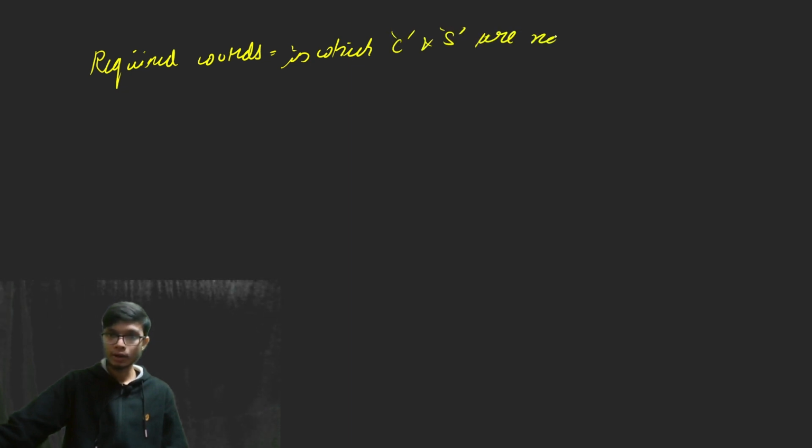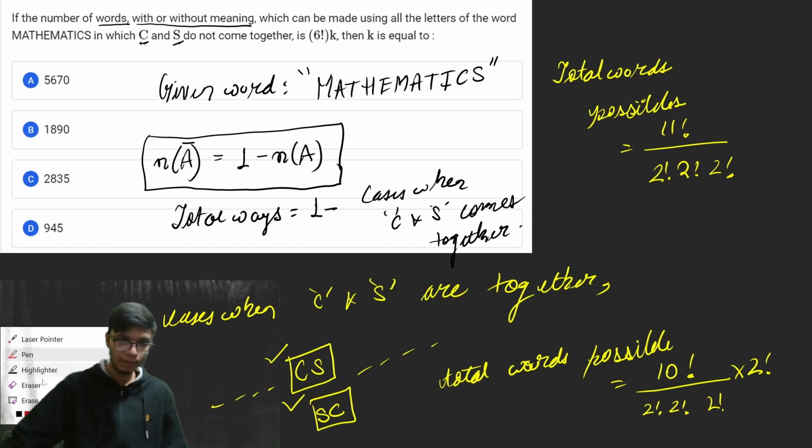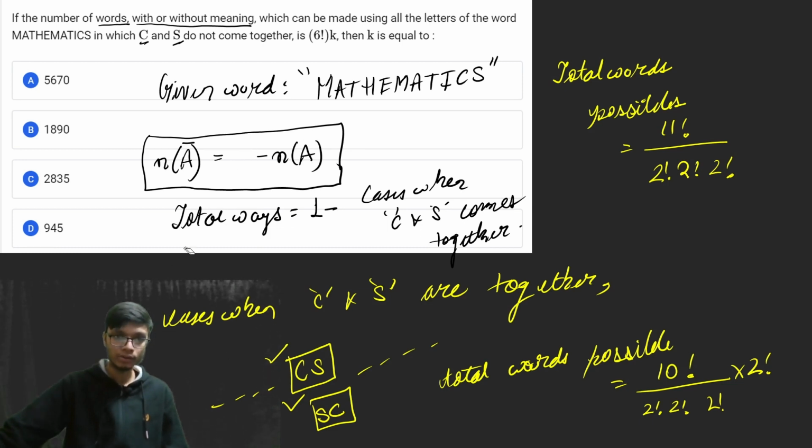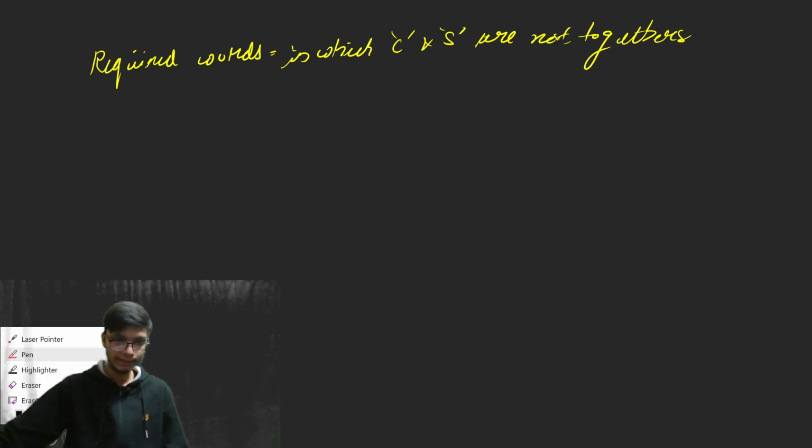Now the required solution, or the required words in which C and S are not together, we need to subtract from the total cases. So this is basically 1 minus, so I wrote it as 1 because 1 is a universal, so let me write this better. It is better to write this as cardinal number of universal set minus cardinal number of the set A. Okay, so from here you will get the result.